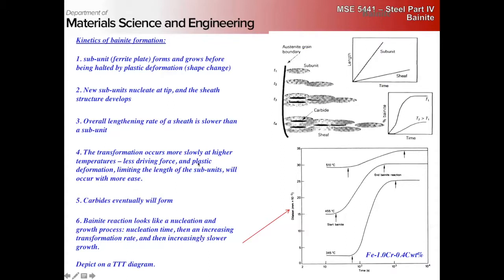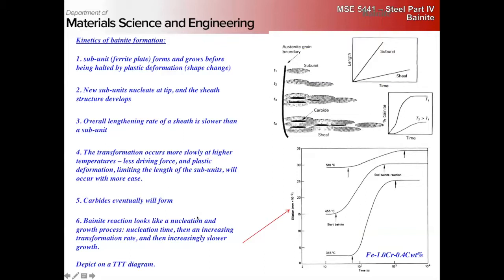And then, right, the transformation occurs more slowly at higher temperatures, right? We have less driving force, right? And the plastic deformation, which limits the length of the subunits, occurs more easily, right? Because we have less resistance to dislocation motion, right? So we have easier plastic deformation. Then after this, the carbides will eventually form, right?